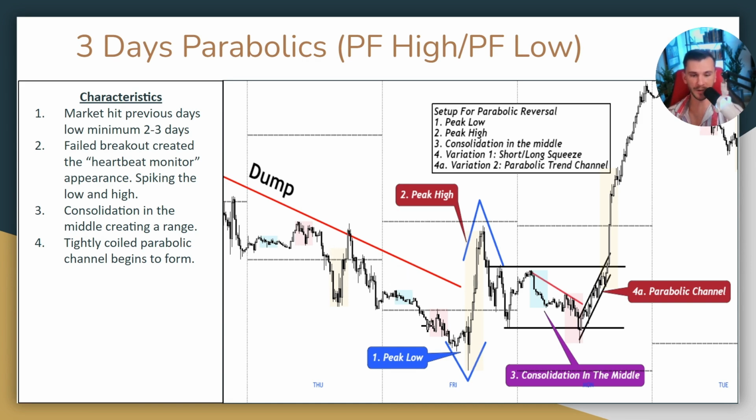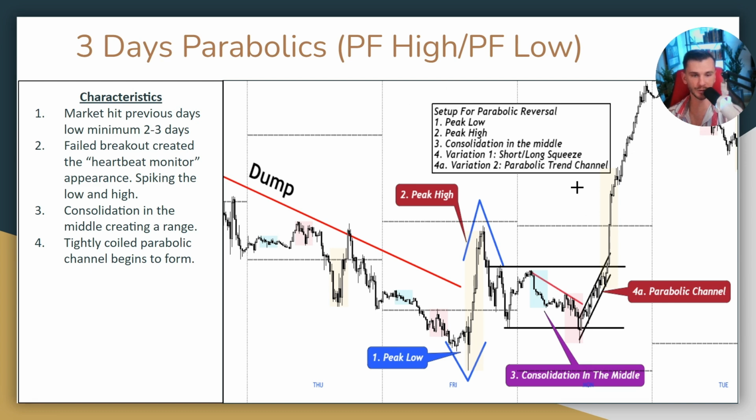Notice that they've come down very aggressively with a failed breakout at the low of this current week on this Friday. They spiked down and then they spiked up and then they pulled back inside and created a range at the end of the day. Consolidation in the middle of the range. That's what I'm referring to here. We have this nice consolidation in the middle. A tightly coiled parabolic channel begins to form, which we have right here.